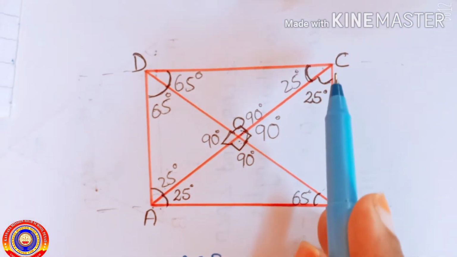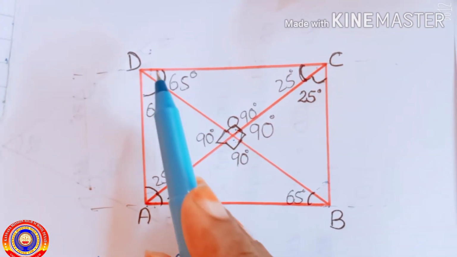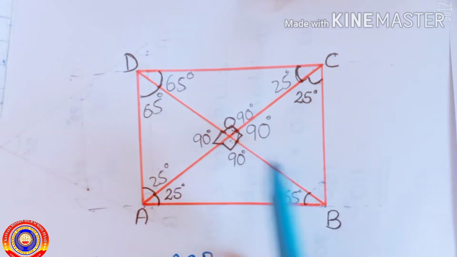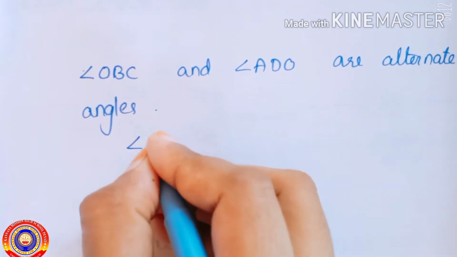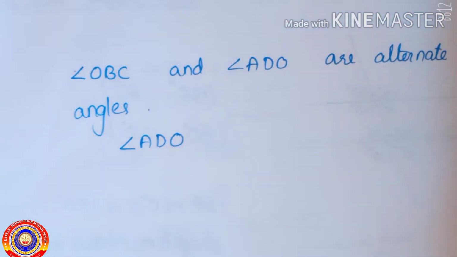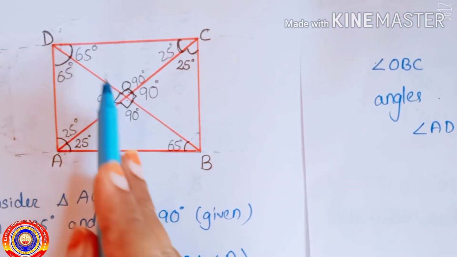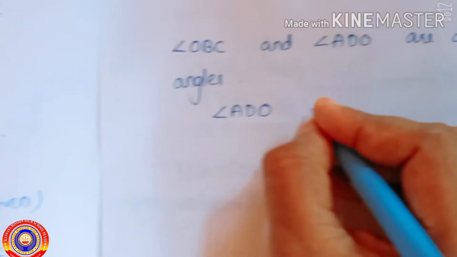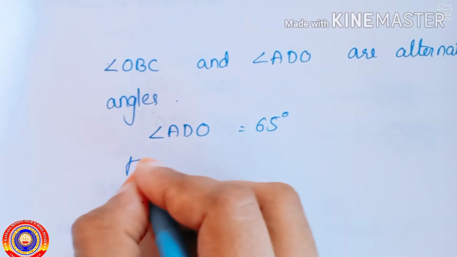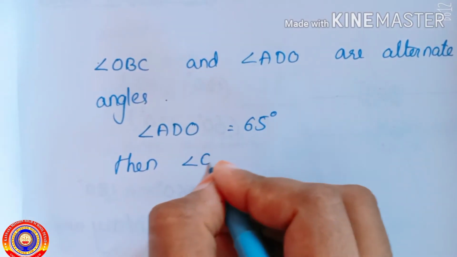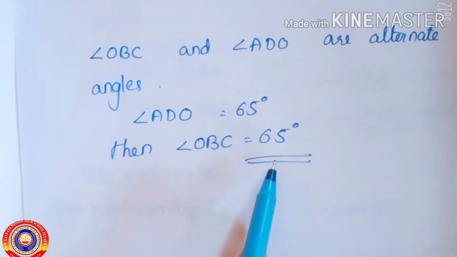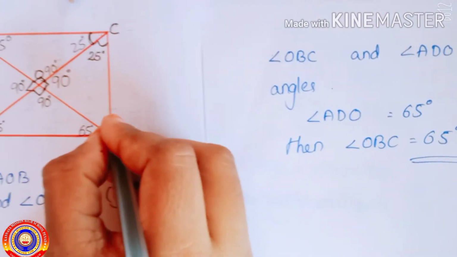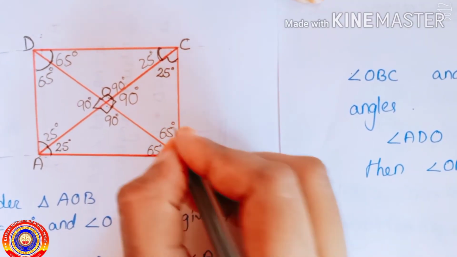Now we have to find one more angle in this figure. Angle OBC and angle ADO are alternate angles. That is, angle ADO is equal to 65 degrees. Then the alternate angle, angle OBC, is also 65 degrees. Thus we got the measurement of all the angles in this figure.